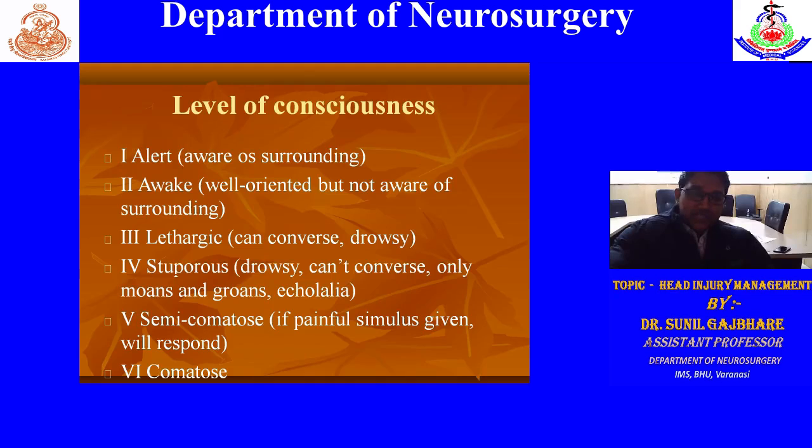Then stuporous: he is drowsy, he cannot speak to you, only moans and groans, and there is a repetition of the same type of words. That's called echolalia. The fifth type of patient is semi-comatose. If a painful stimulus is given, he will only then respond. And the sixth is comatose. He won't respond to any sort of pain stimulus.